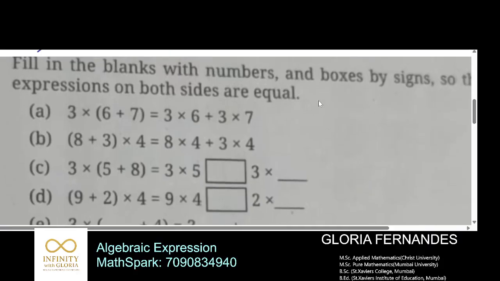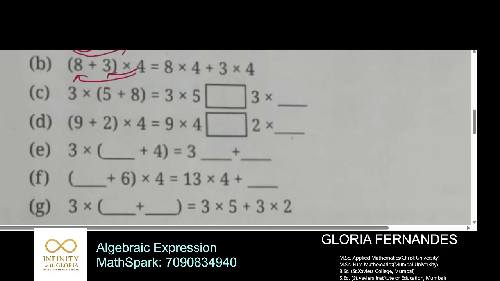So the first example they have given you. See here, 3 times 6 and then plus 3 times 7. Same thing over here, this 4 goes here, 4 times 8 and then plus 4 times 3. Now let's start solving from the next one onwards. Same way, 3 times 5. What sign will come over here? Plus is there. So plus will come, and then you have 3 times 8.